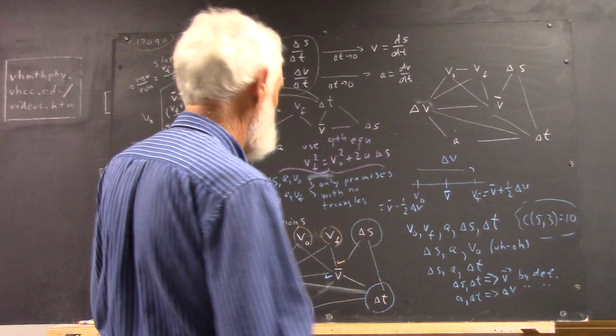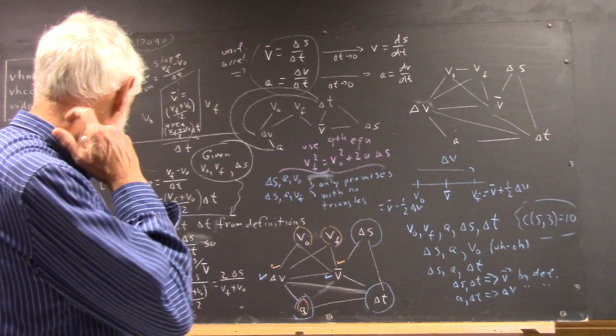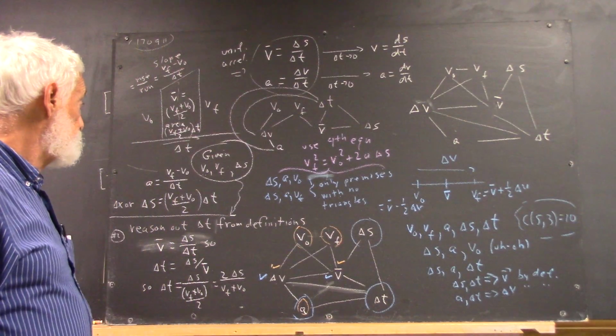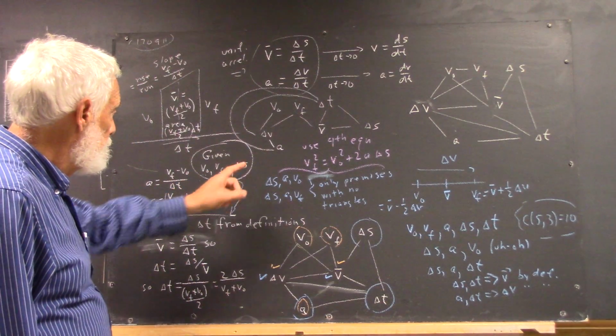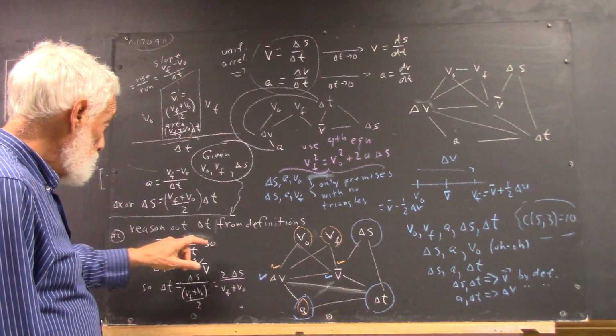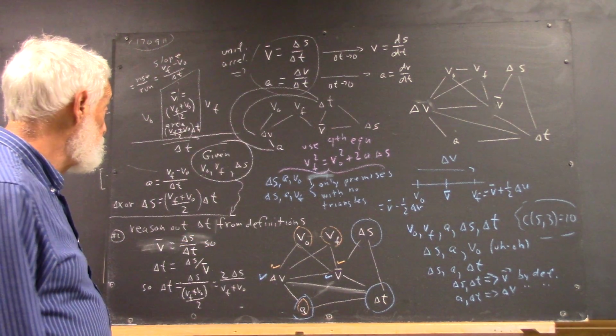Okay, now just a brief summary of what we're doing here. If we're given V naught, VF, and delta S, we want to reason out delta T from the definitions.